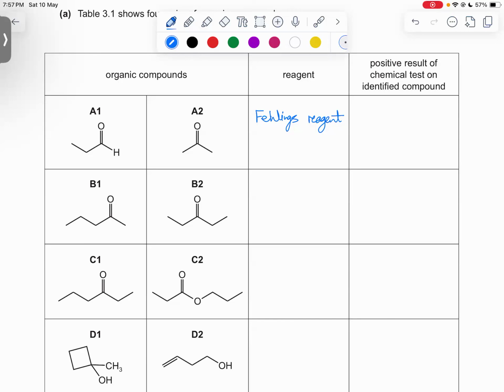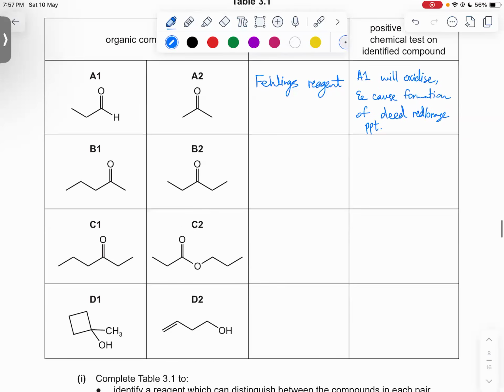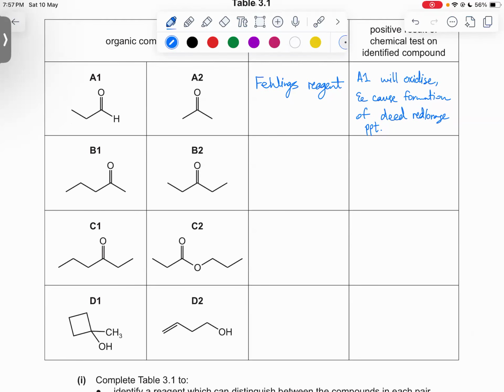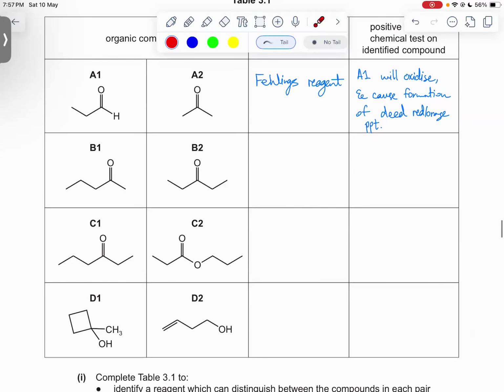So what will happen is copper 2 oxide will form copper 1 oxide. It will get reduced while the aldehyde will oxidize. So we will say the aldehyde will oxidize and cause formation of a deep red or orange precipitate. A deep orange precipitate is formed from a blue colored solution. Fehling's reagent is a blue colored solution before.